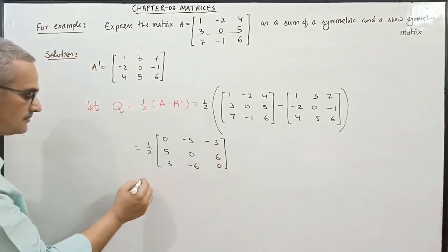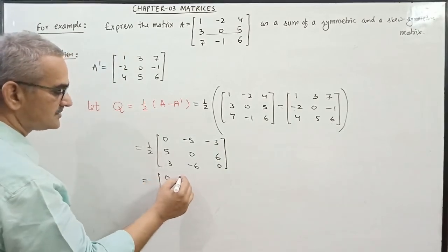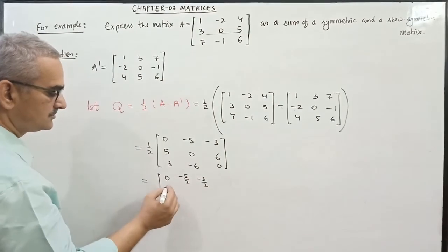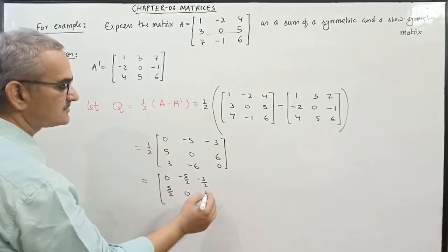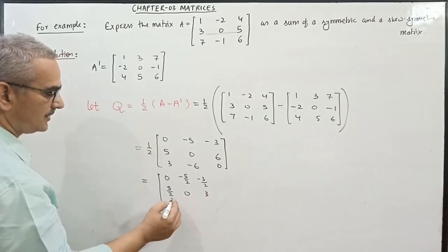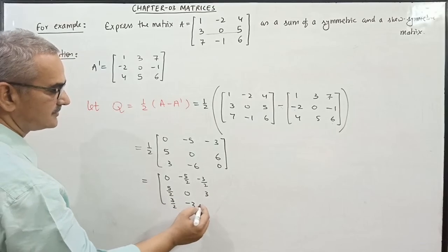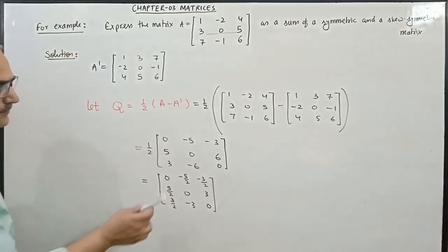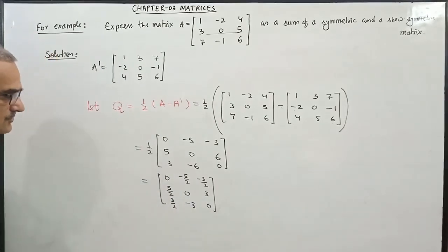Okay. So now you have to multiply this matrix by half. So we are getting 0, this is minus 5 by 2, this is minus 3 by 2. Here we have 5 by 2, 0 by 2 is 0, 6 by 2 is 3. Here we have 3 by 2, minus 6 divided by 2 is minus 3, and then we have 0. So what are you seeing here? That all the elements of the main diagonal are 0. So it can be a skew symmetric matrix.